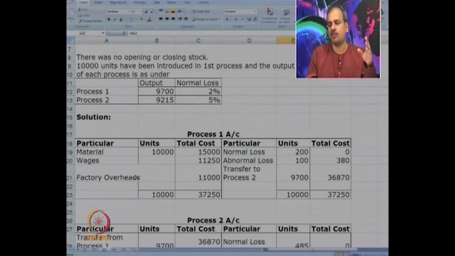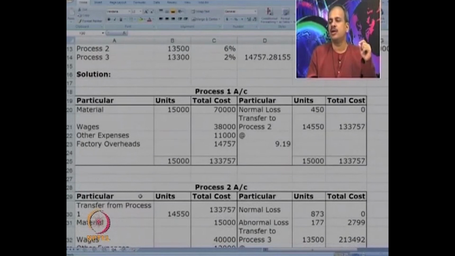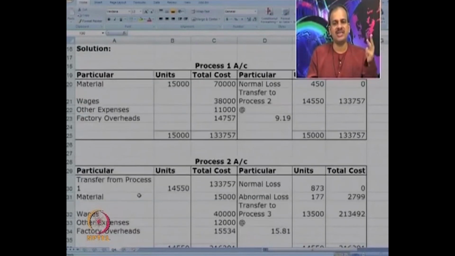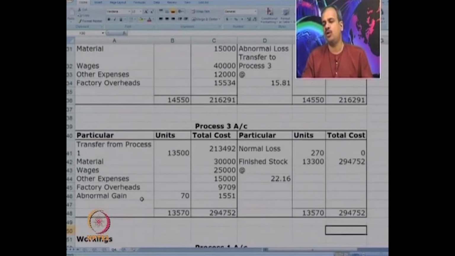So in question number 3, we had just seen two processes and you were introduced to the concept of abnormal loss. In question number 4, you have seen 3 processes with normal loss, one with abnormal loss and one with abnormal gain. I hope all the concepts are very clear to you now.